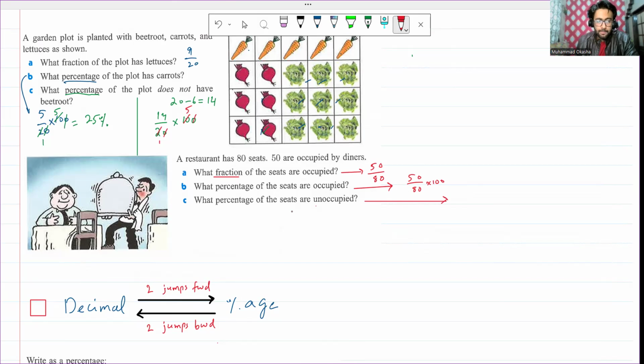What percentage of the seats are unoccupied? So think about it. You have altogether 80 seats, right? Out of which 50 are occupied. So the rest of them would be 80 minus 50, which is 30. So I'm supposed to write it as a percentage. So I'll do 30 divided by 100. Sorry, 30 divided by 80, multiply by 100, and you can work it out by yourself. Okay, this one I can further simplify into 5 over 8.